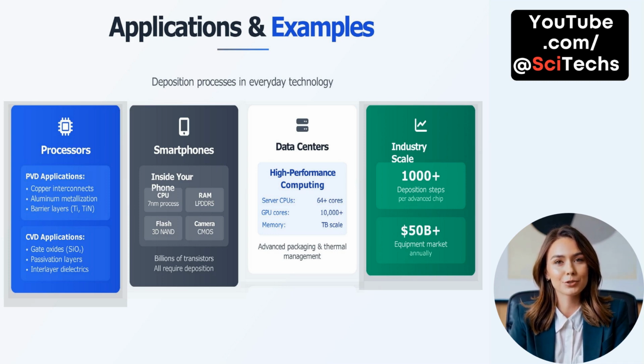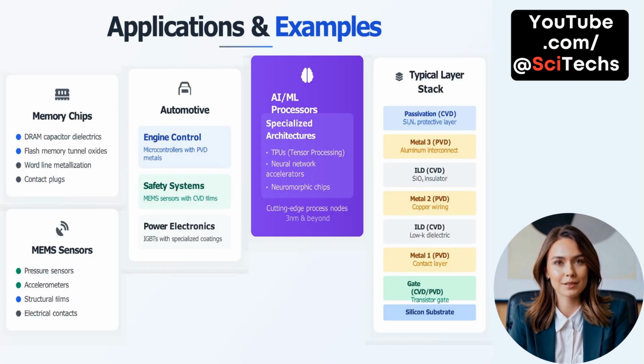Finally, the industry scale is immense. Advanced chips require over 1,000 deposition steps, and the equipment market exceeds $50 billion annually, emphasizing the critical role of PVD and CVD in modern technology. Applications and examples. Part 2. Deposition processes like PVD and CVD play a pivotal role across a wide array of advanced technologies.